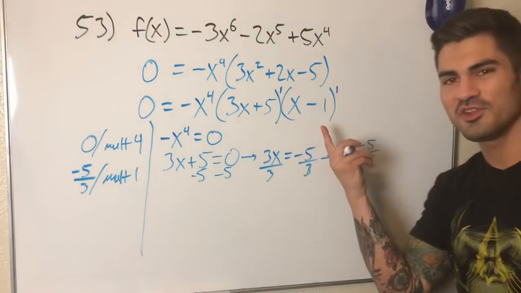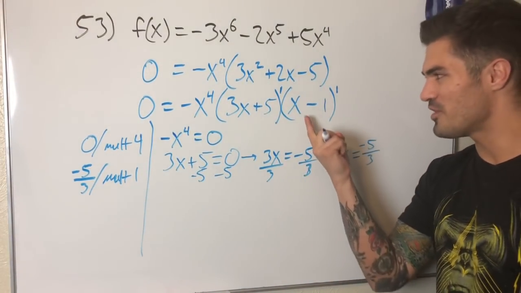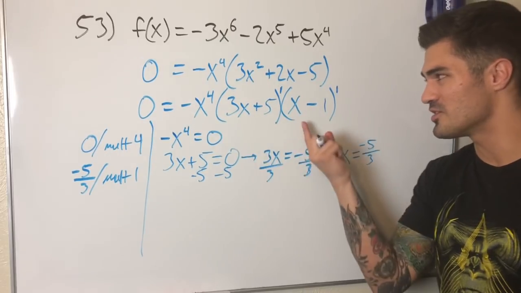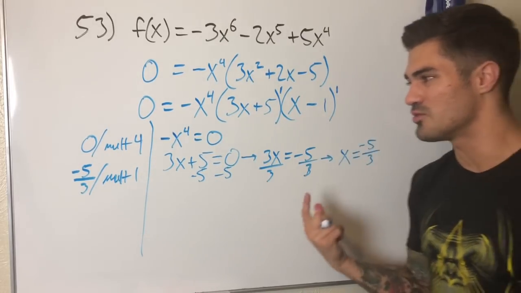And then my last 0, hopefully you can just see what this 0 is, right? If I plug in 1 here, it makes the whole thing 0. So when I set this equal to 0, I'll get x equals 1.